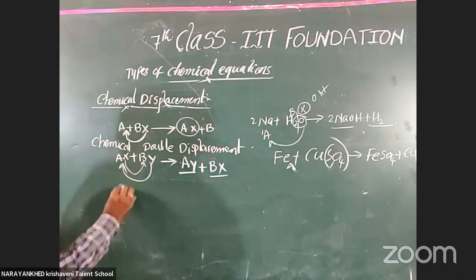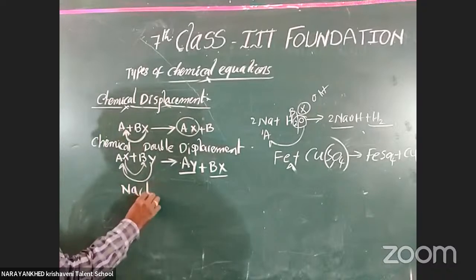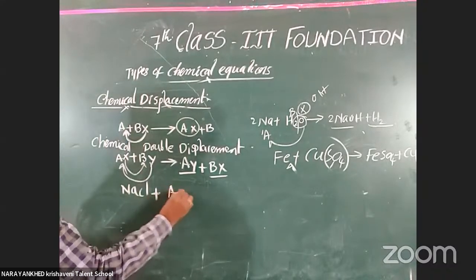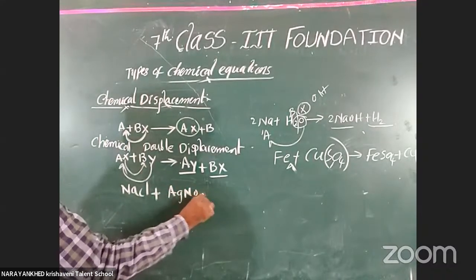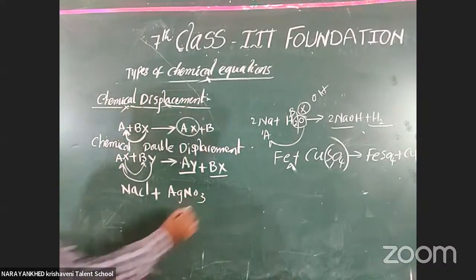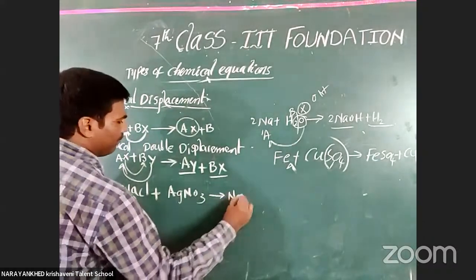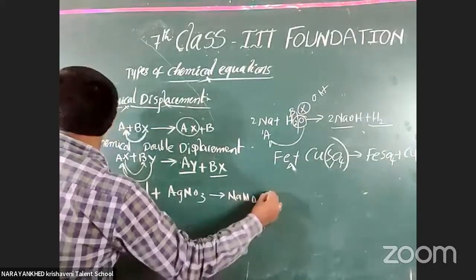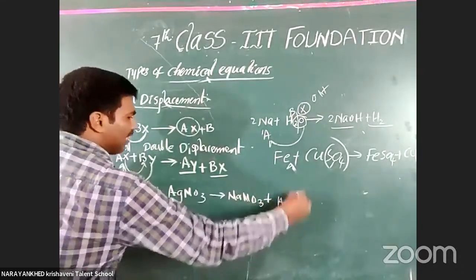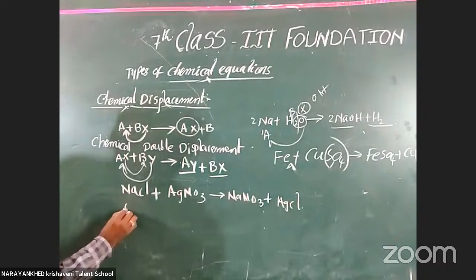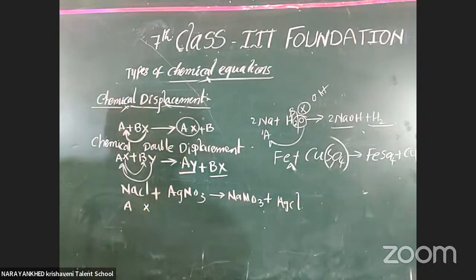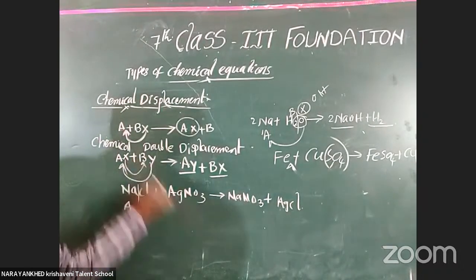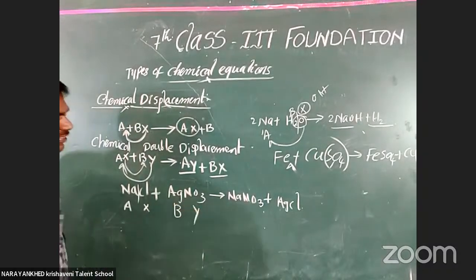Just take it here, take NaCl. It is combined with AgNO3. Okay? And it will form what? NaNO3 plus AgCl. One second. What we call it is A. What we call it is X. Now what we call it is B. What we call it is Y.